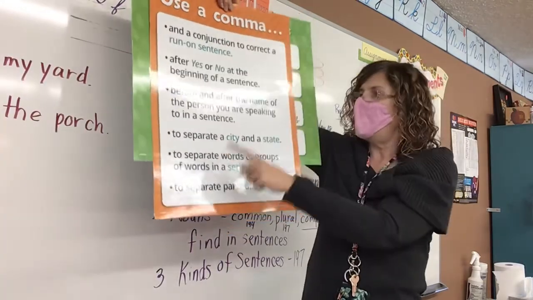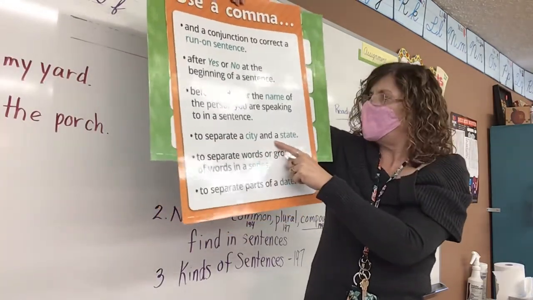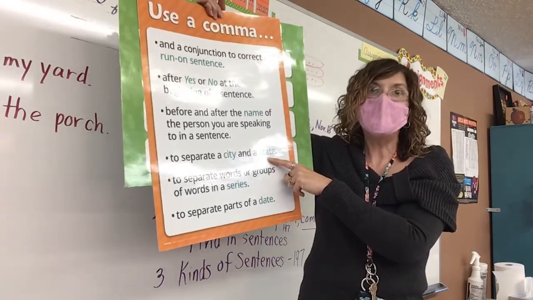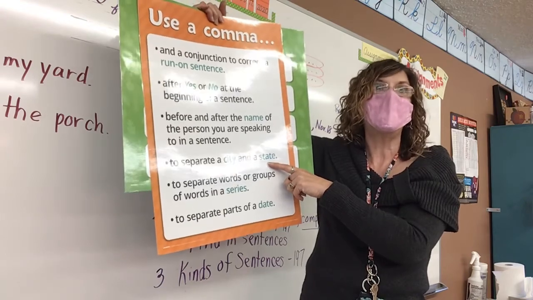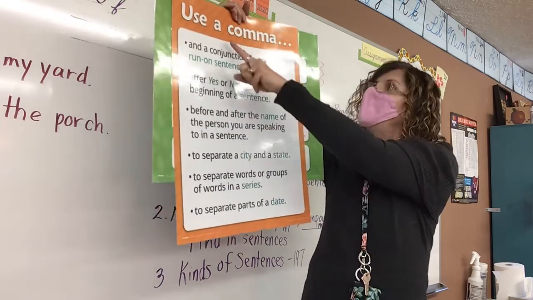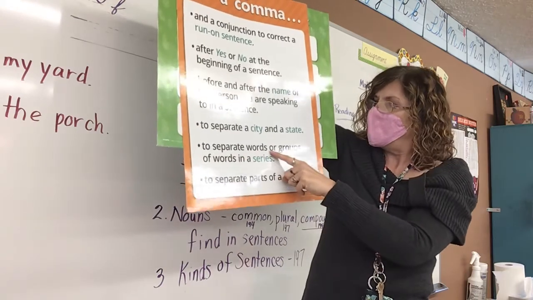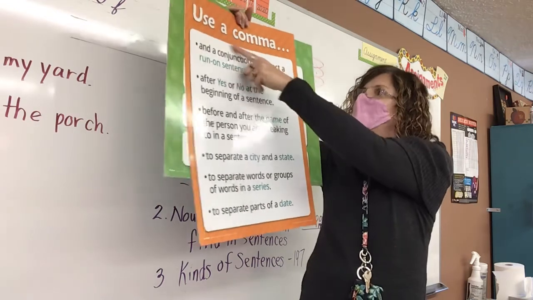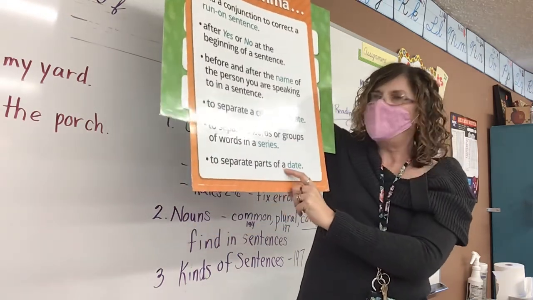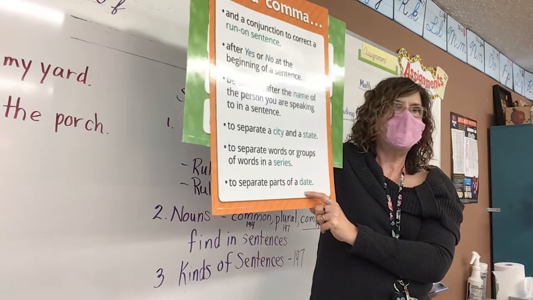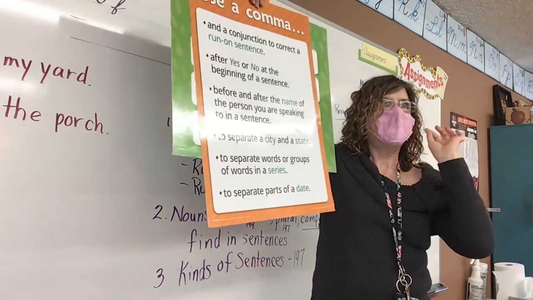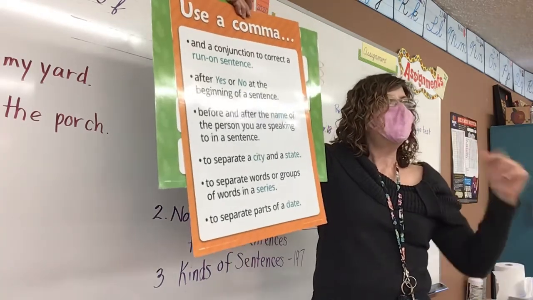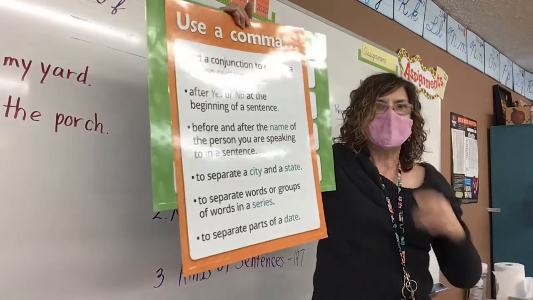Alright, use a comma to separate a city and a state. Finish the rule. And after the state, too, if it's not at the end of the sentence. And then use a comma to separate words or groups of words in a series. One more. Use a comma to separate parts of a date. And I don't like that, do I? No. We're going to say after the day in a date. And after the year, too, if it's not at the end of the sentence.